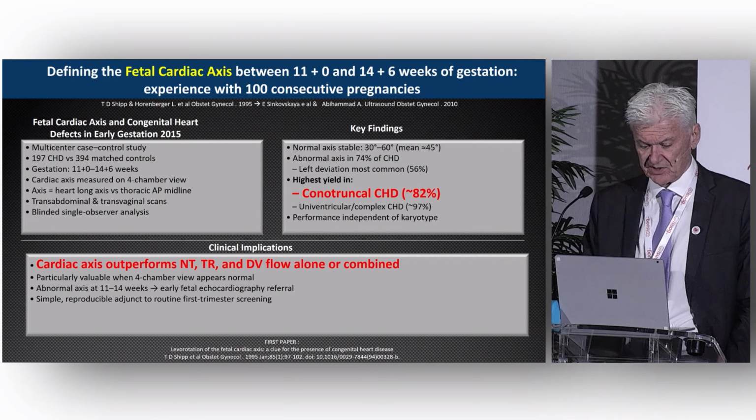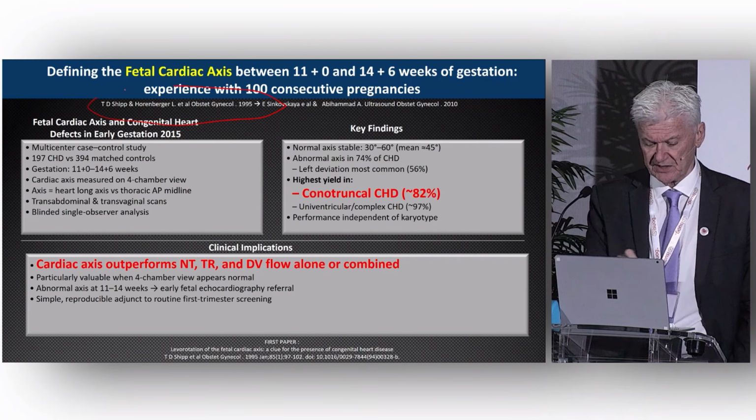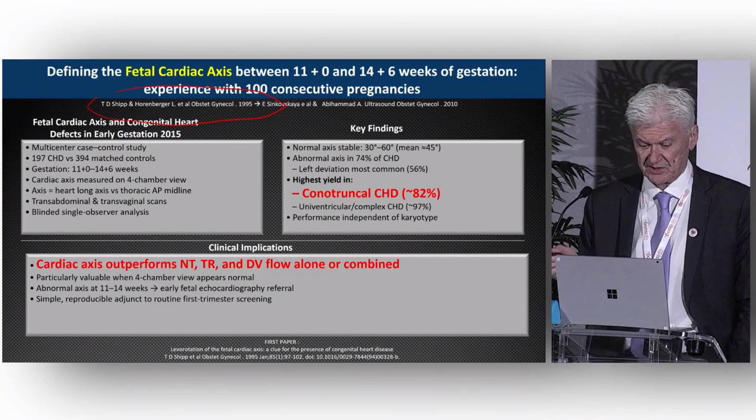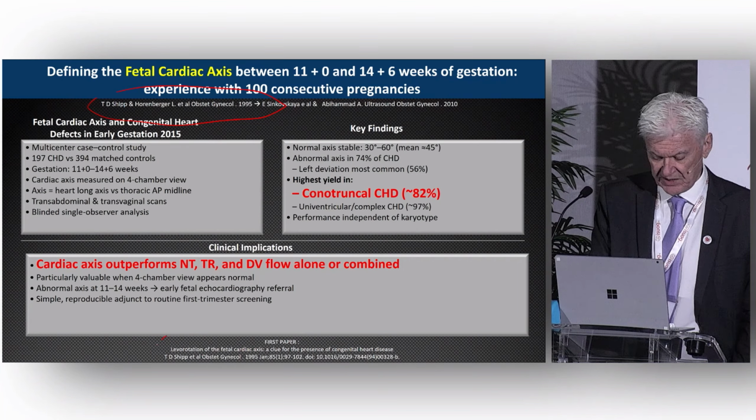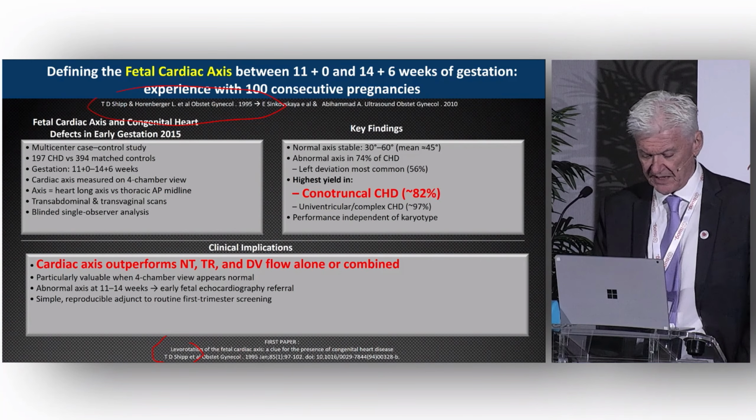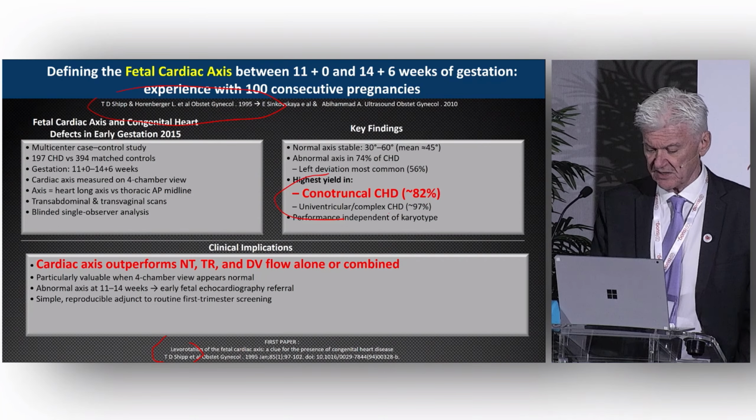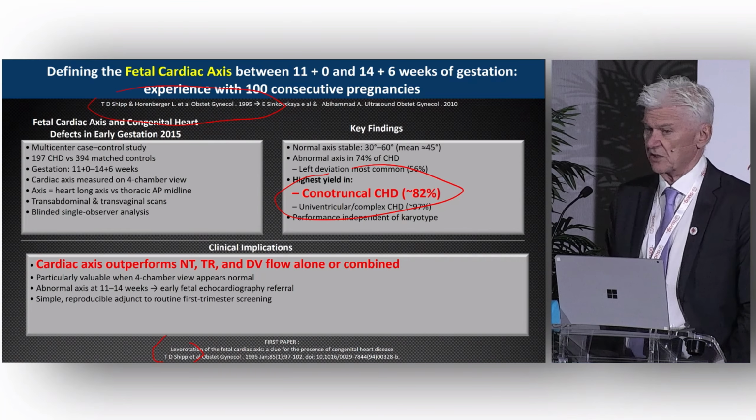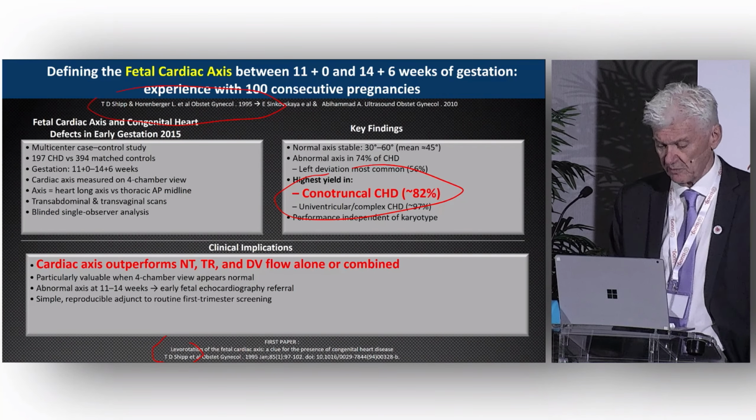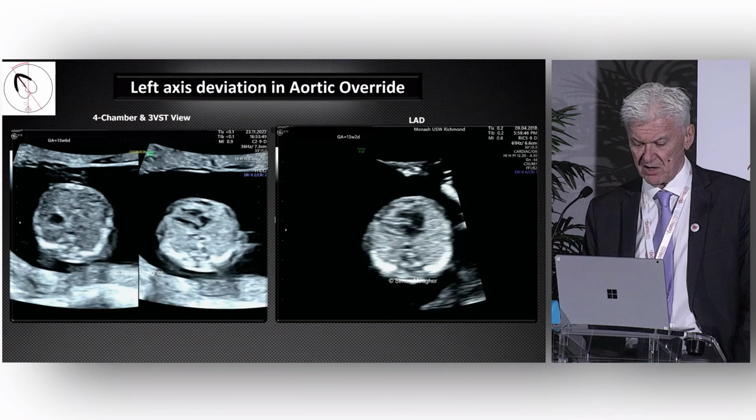If you look at cardiac axis deviation, it was first reported in 1995 by Shipp and Hornberger in the second trimester, and then it was Shipp, Rabi, and Alfirevic and Abu-Hamad in 95, who then reported it as being a very powerful marker. Look how good it is when you look at it in terms of conotruncal abnormality: 80% of them or more will present. Really very, very helpful marker.